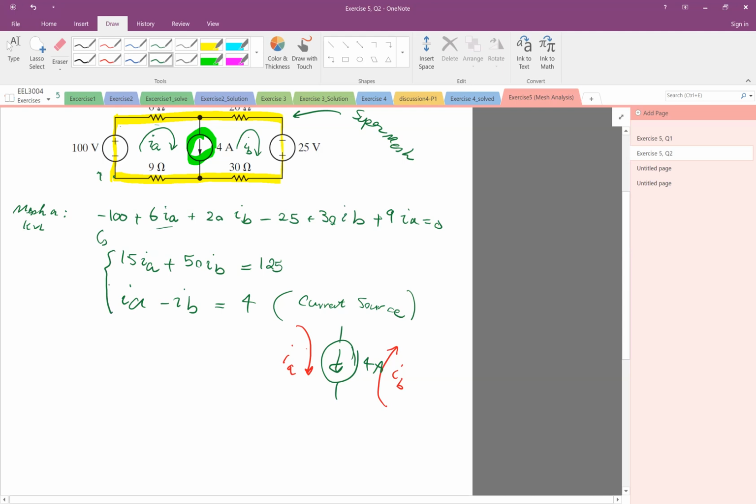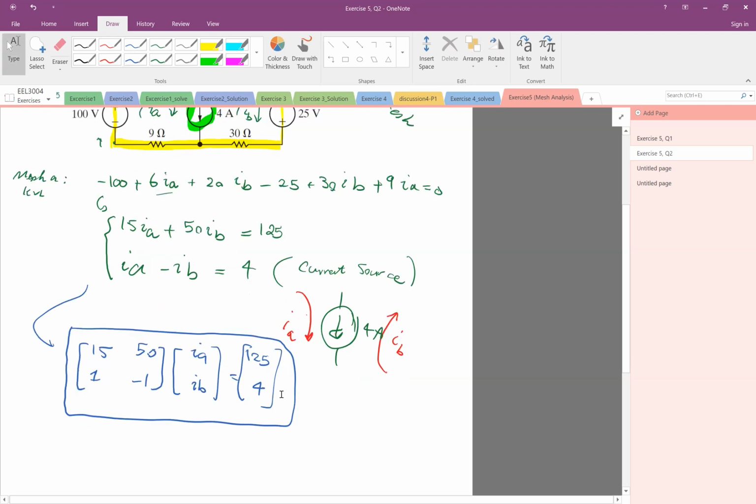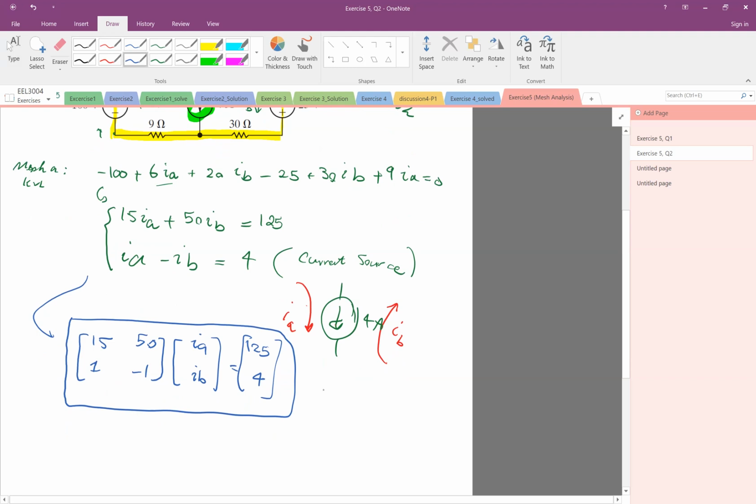Now, let's put it also in a matrix format as practice. IA and IB. So 15 IA plus 50 IB equal to 125. And then 1 IA minus IB is equal to 4. This is the matrix form. Okay, you can either give it to a calculator, or in this case, calculate this by hand. So anyway, we calculate it, IA is equal to 5 and IB is equal to 1.